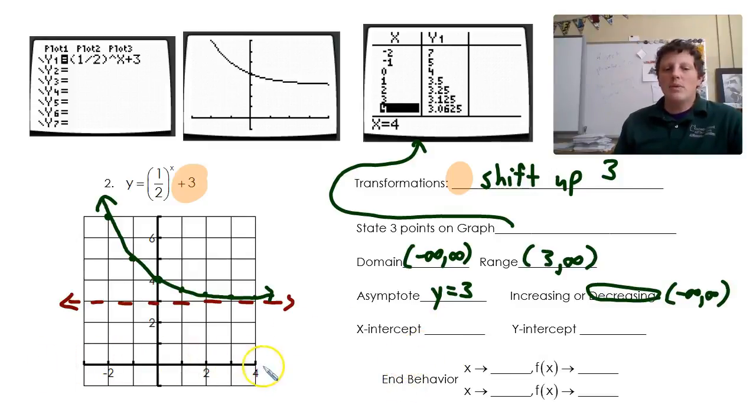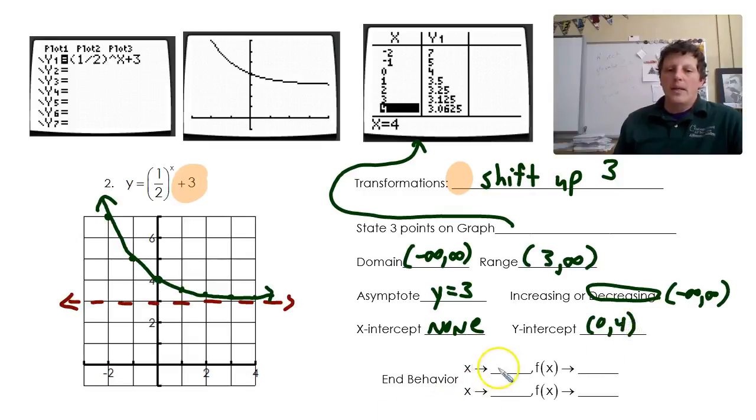Again, the function, because the asymptote is up here, never crosses the x-axis, so there's no x-intercept. There is a y-intercept, and again, I can just look at the graph or the table to see that it crosses at 0, 4.